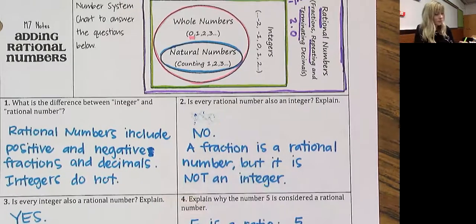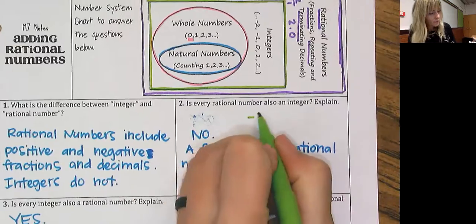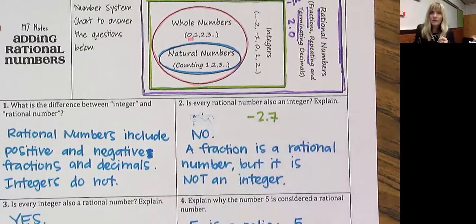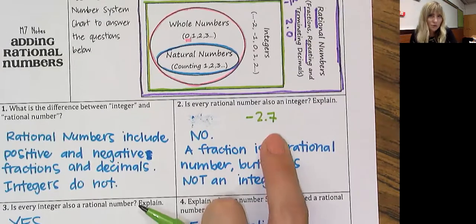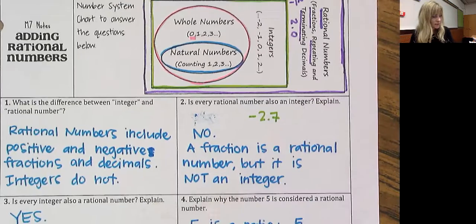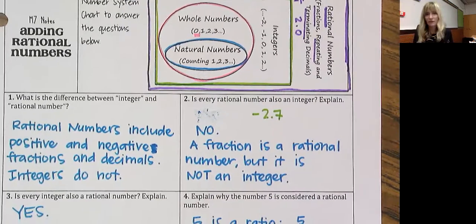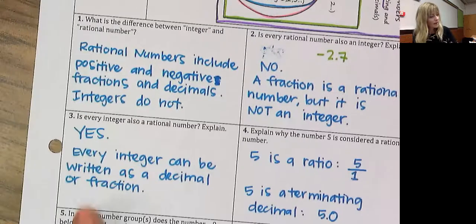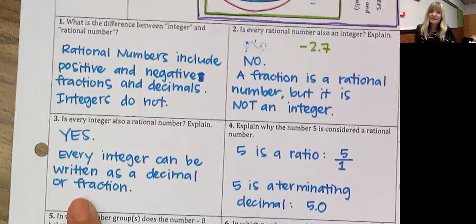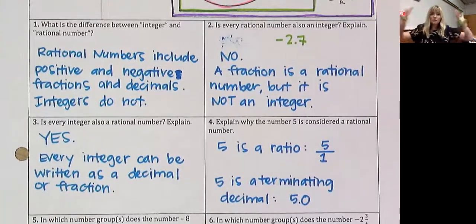No. And I could write an example here, -2.7. Sometimes the mistake students make is that if they see negative, they tell me it's an integer. This is a rational number. It's not considered an integer. So a fraction is a rational number, but it's not an integer. Is every integer rational? Yes, because the chart works out. Every integer can be written as a rational number, but not every rational number can be written as an integer.